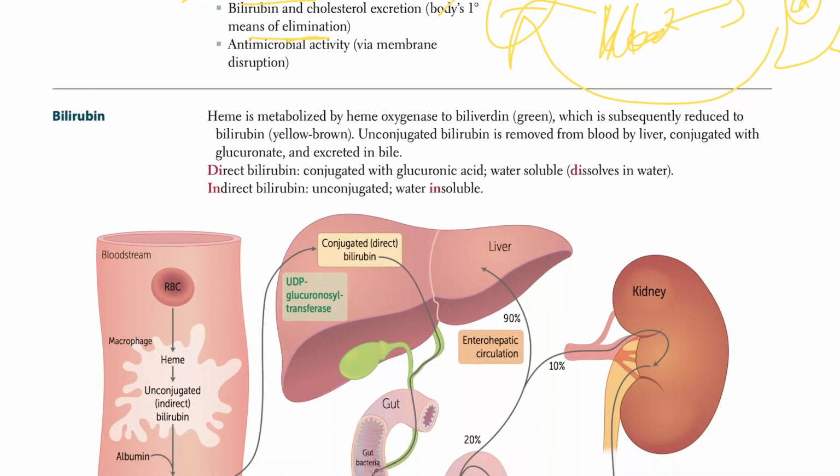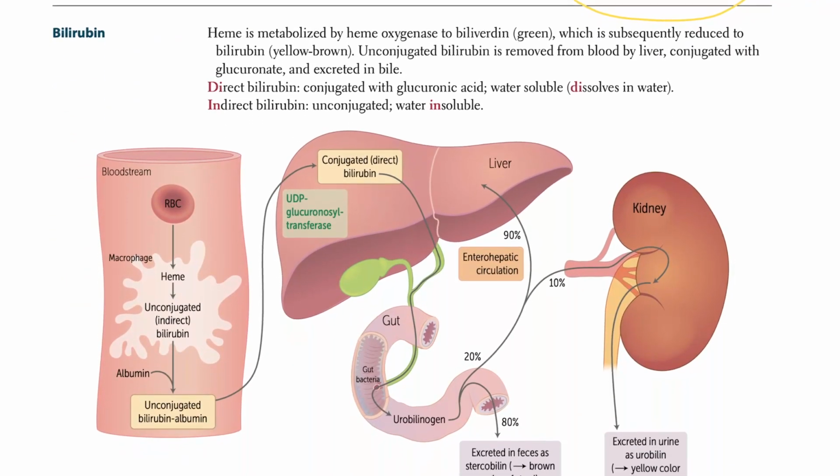All right, let's talk about bilirubin now. Heme is metabolized by heme oxygenase to biliverdin, which is green, which is subsequently reduced to bilirubin, which is yellow-brown. Unconjugated bilirubin is removed from the blood by the liver, conjugated with glucuronate and excreted in the bile. So you have direct and indirect bilirubin. Direct means it's conjugated with glucuronic acid, and it is water soluble. Indirect bilirubin is unconjugated and water insoluble. Direct dissolves in water. Indirect is insoluble.